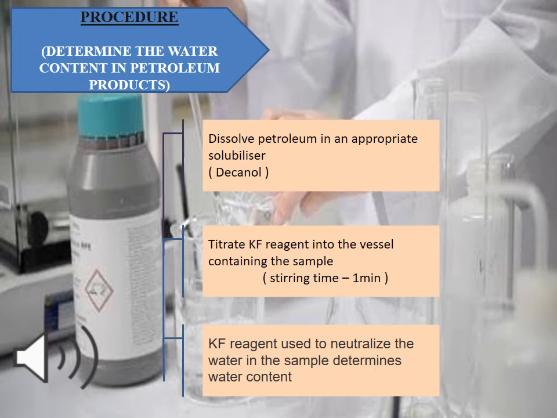Then we have to titrate the KF reagent into the vessel that contains the sample and stir for almost 1 minute. Then after stirring for 1 or 2 minutes, we'll see that there will be a change in the color of the solution because of the addition of the KF reagent. The iodine present in the reagent will react with the water present in the sample and form hydrogen iodide. This hydrogen iodide results in a colorless solution, and from the KF reagent that is used to neutralize the water in the sample, we can determine the water content.